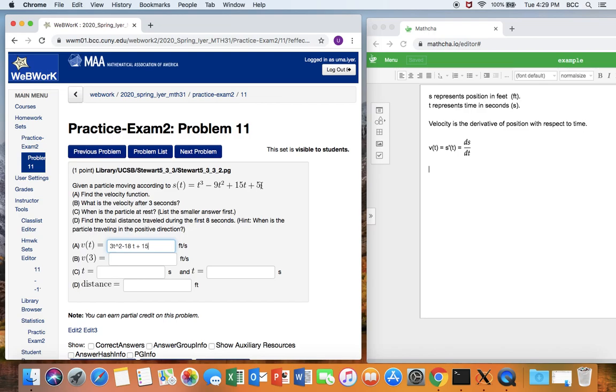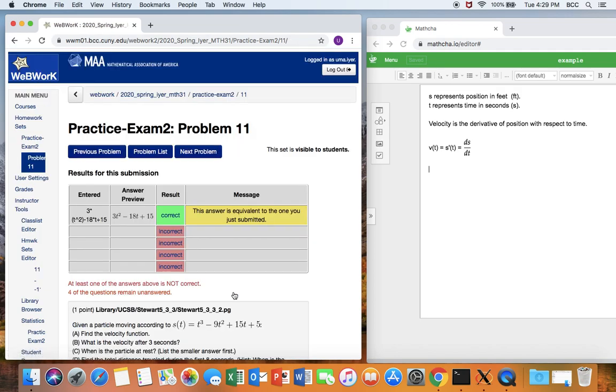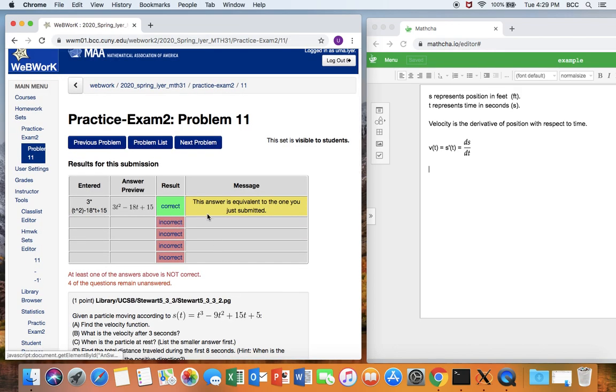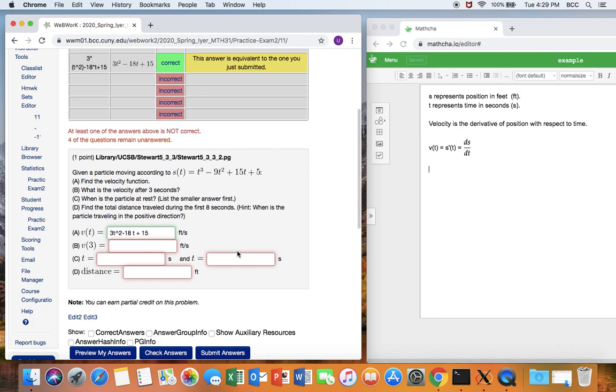What about the derivative of 5? This is a constant, so I don't have to add anything more. The derivative of a constant is 0. So this is it. Let's check. Good. This is correct.